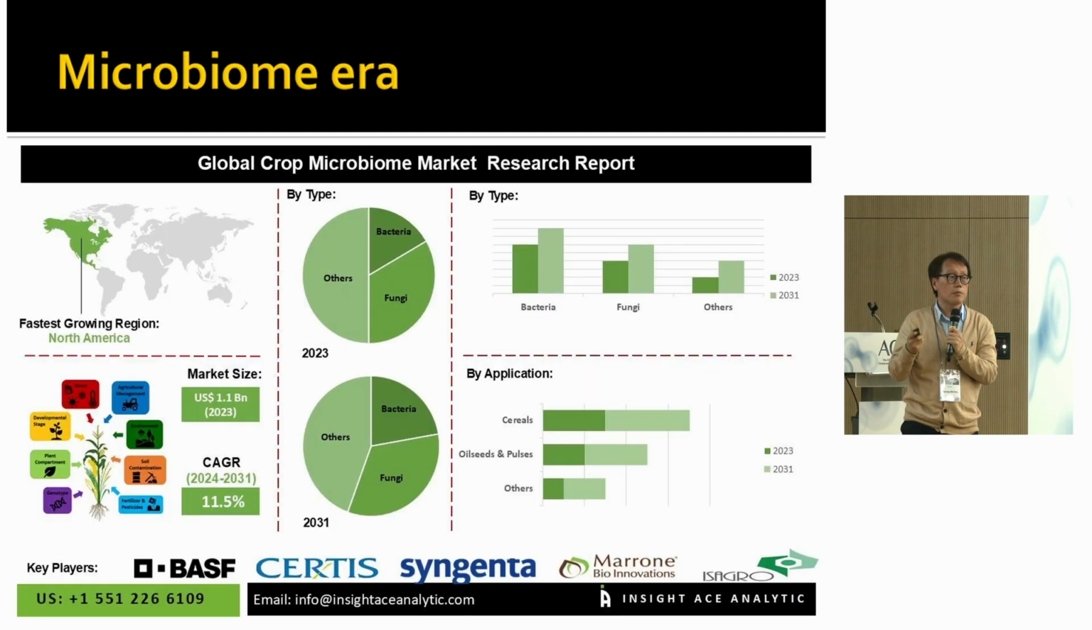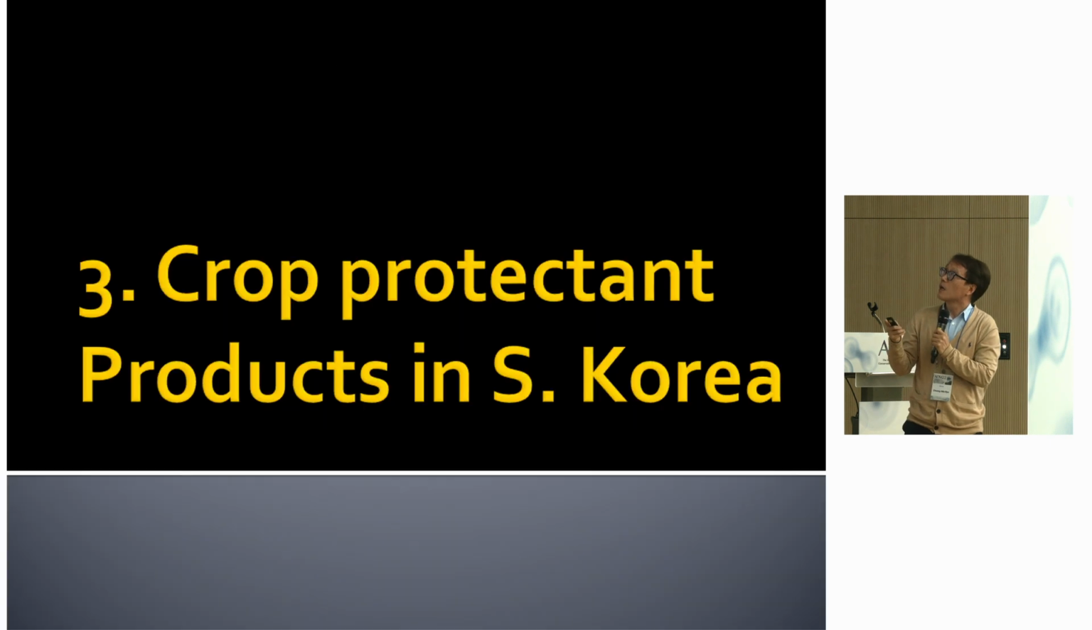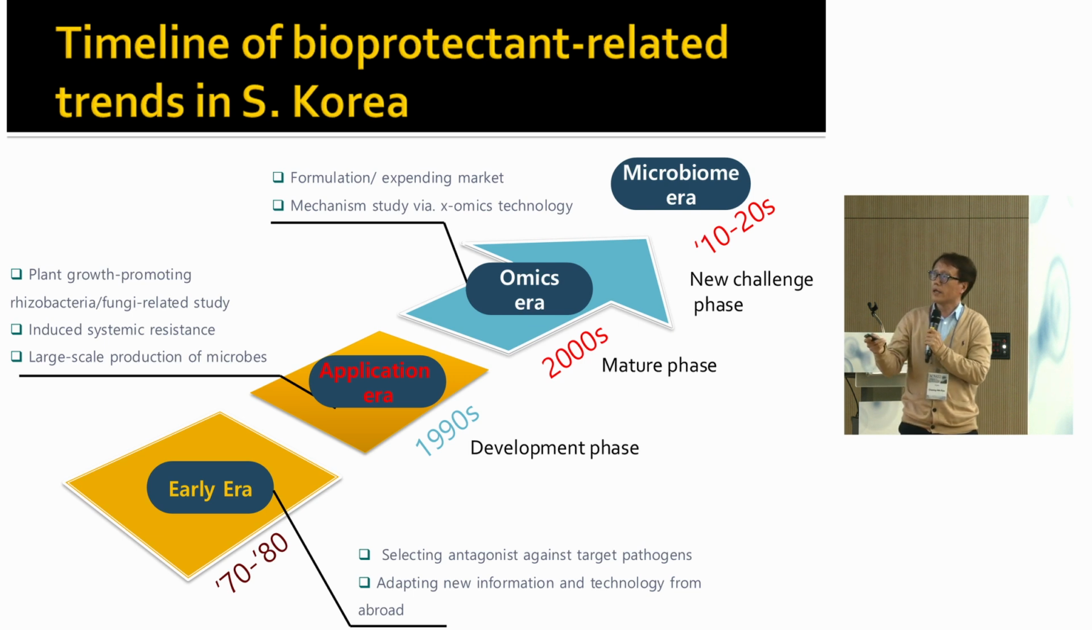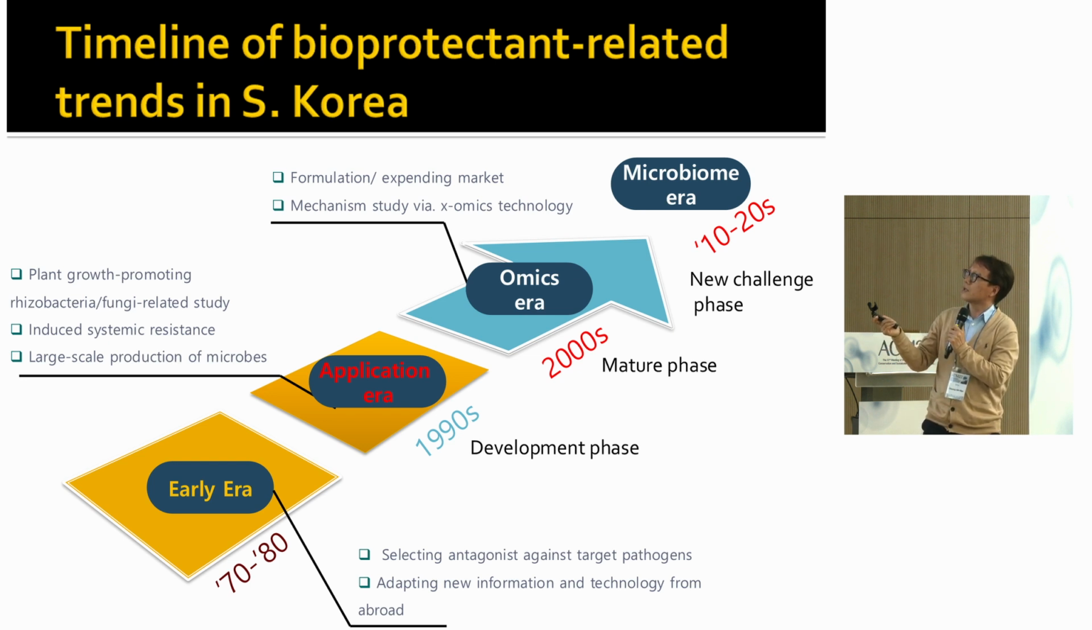So the microbiome has really great potential for future agriculture, I think. Let me briefly introduce the kinds of crop protectants, which are biocontrol agent products in Korea. In the early 70s and 80s, we were just at the stage of selecting antagonists against target pathogens, and then adapting new information and technology from abroad. And in the 1990s, it was a developing phase.